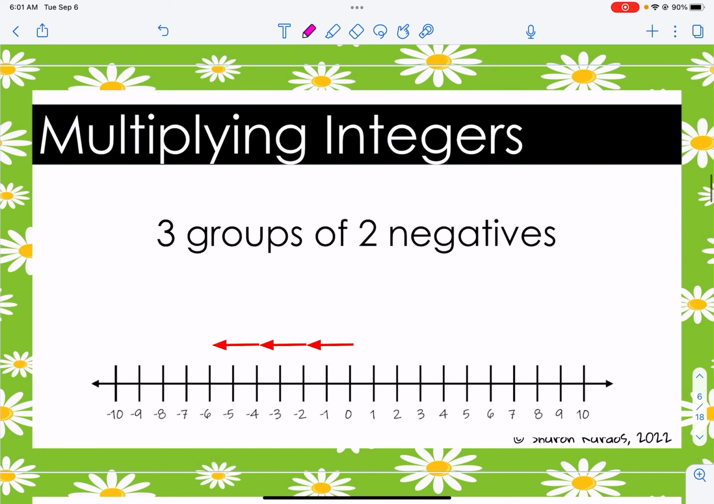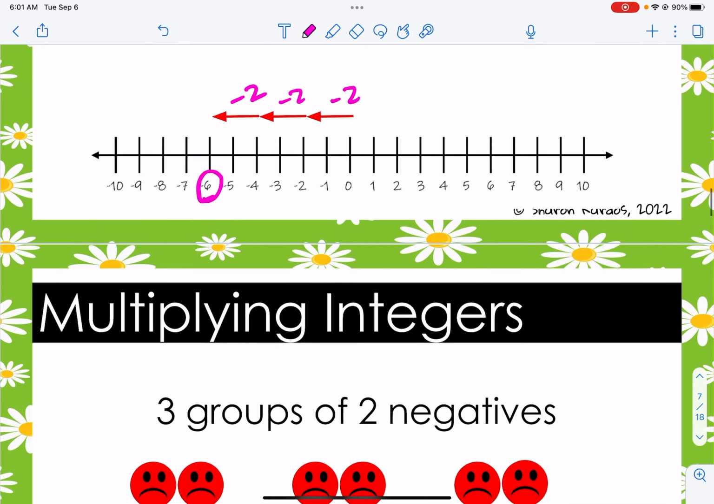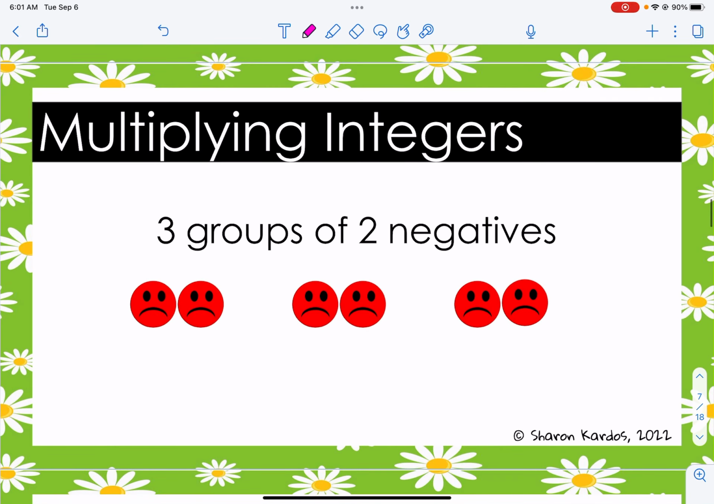The same can be said if we're going in the negative direction. If I have 3 groups of 2 negatives, or I have 3 hops, 2 at a time in the negative direction. So negative 2, negative 2, and negative 2, I'm going to wind up on negative 6. And the same can be said with the counters, the red ones. Love those little frowny faces there. 3 groups of 2 negatives, I'm going to wind up with negative 6.